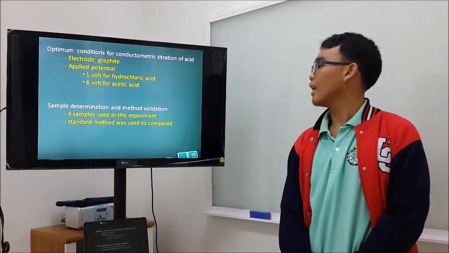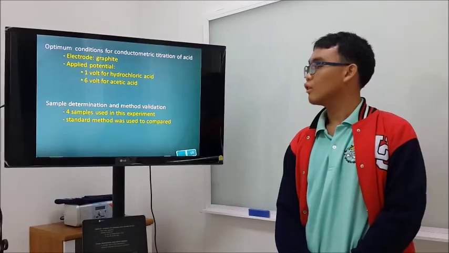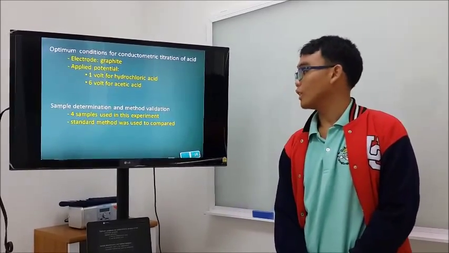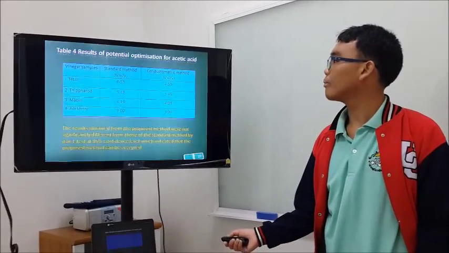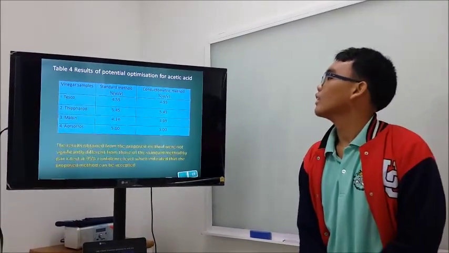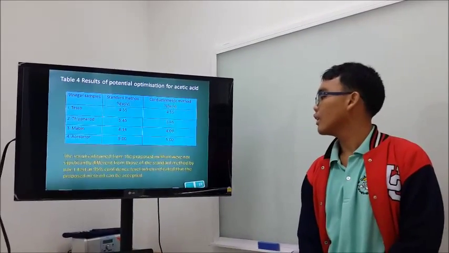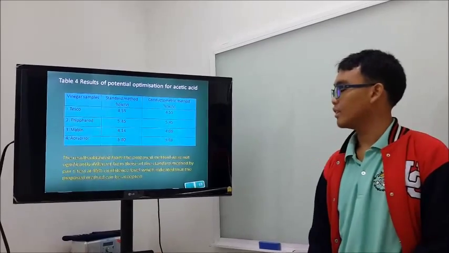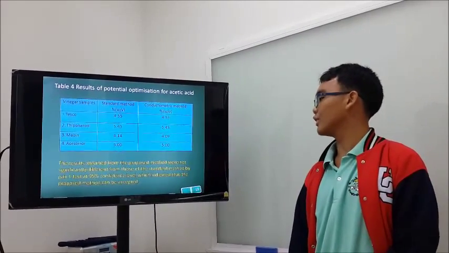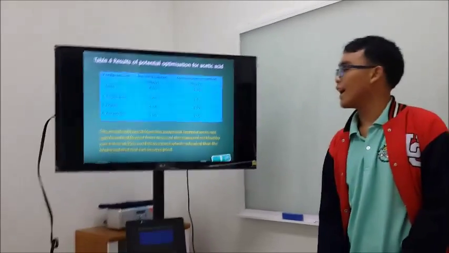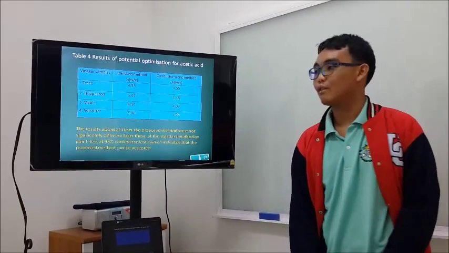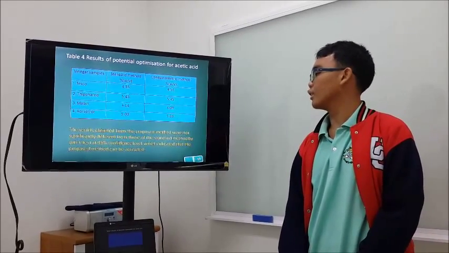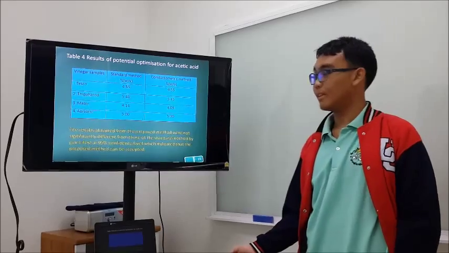Sample determination and method validation. For samples, using this equipment and standard solution was used to compare. From the results obtained, the proposed method was not significantly different from the standard method by paired t-test at 95% confidence level, which indicates that the proposed method can be accepted.